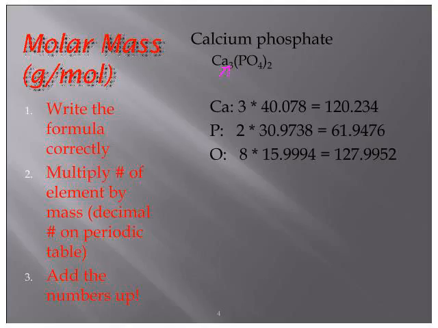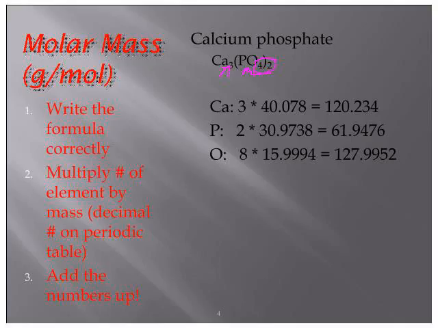Same thing for phosphorus. Don't forget, this is just like math. You distribute that 2 to everything. So there's 2 phosphoruses, and each one of them is 30.9738, so we multiply it by 2. Same thing for the oxygen. That 2 is distributed, so there are 8 total oxygens. So it's 8 times 15.9994.